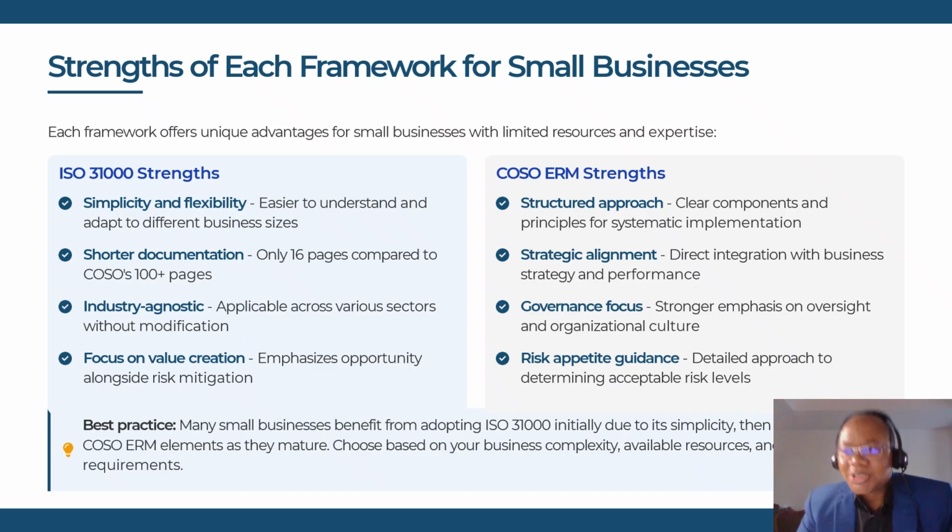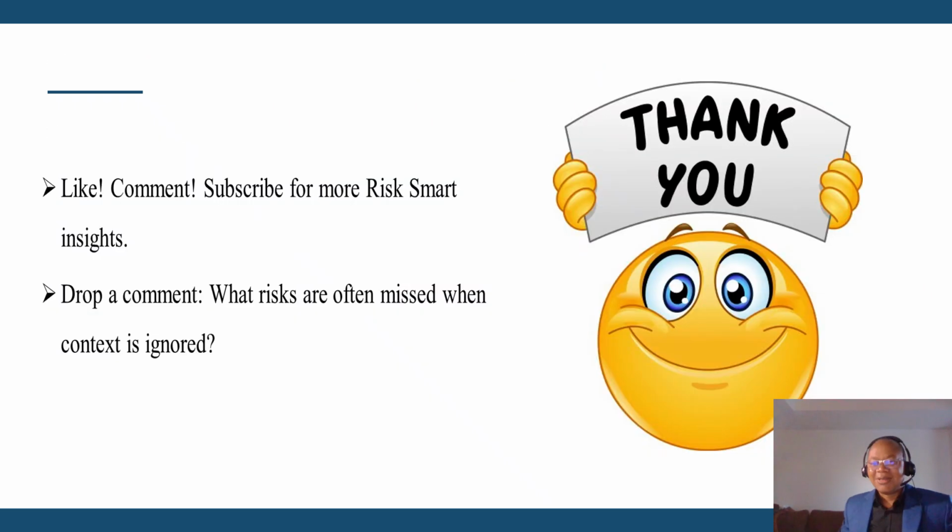As advised initially, the best practice is to use a combination of both. Adapt some elements from ISO 31000 and others from the COSO ERM framework. And this choice must be based on your business complexity, availability of resources, and the industry requirement, because some industries are more regulated compared to others. This is the end of this phase.